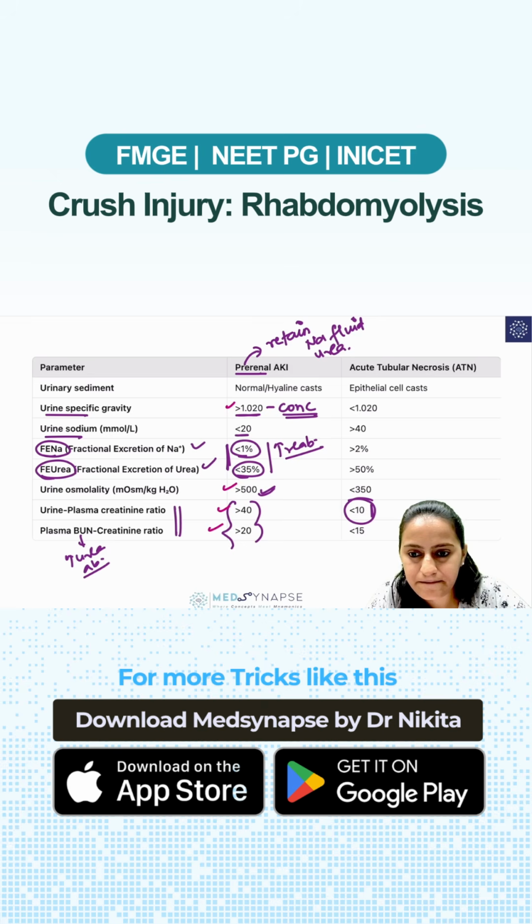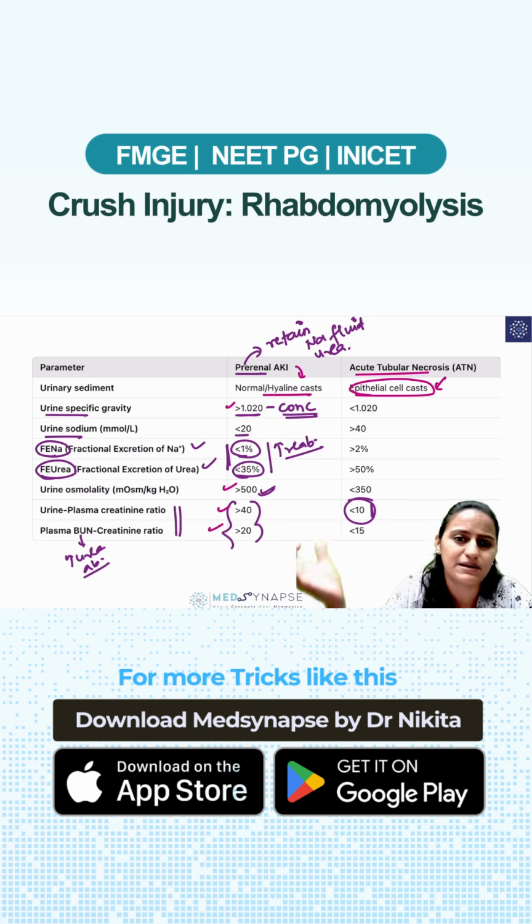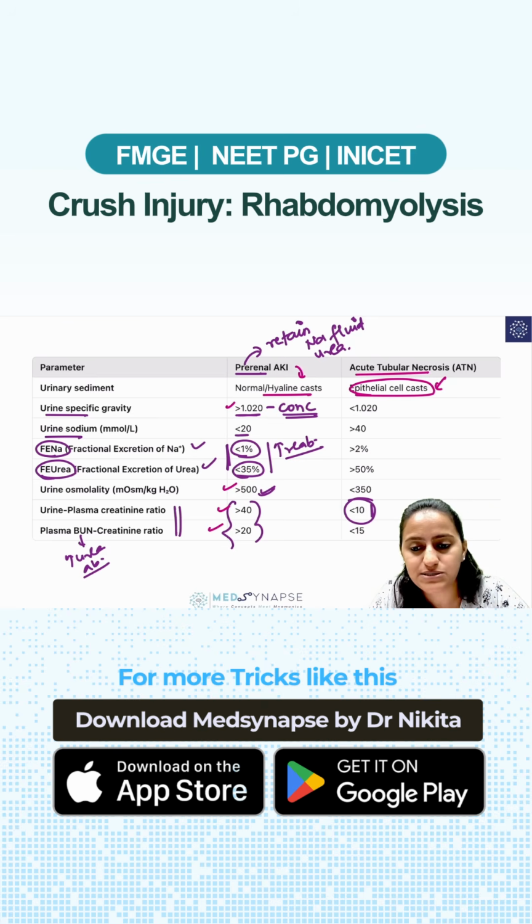Yes. Absolutely right, SRR. That's the concept behind ATN. And remember, in ATN, you have this epithelial cell cast, while in the pre-renal, there are no casts because the kidney per se is not affected. In intrinsic, the kidney tubules are affected. There is necrosis happening. Epithelial cast is what you are going to see here.